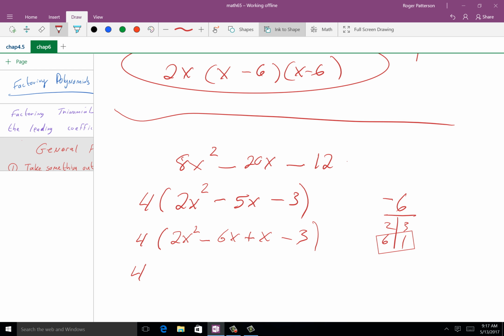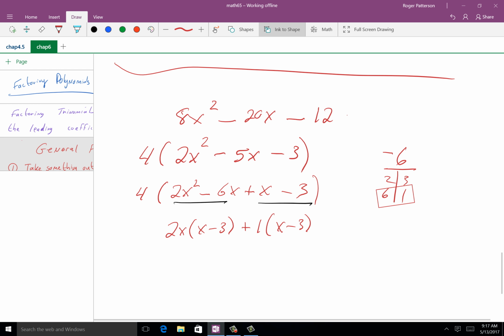Okay, we really don't need to worry about the 4, so I'll just leave it there for now, because I know I got to group this. So what can we take out of the first bunch? 2x. There you go. And what are you left with? X minus 3. Good job. Plus, what can we take out of that one? 1. Can't do anything else, but we got to have something, or else we can't factor it.